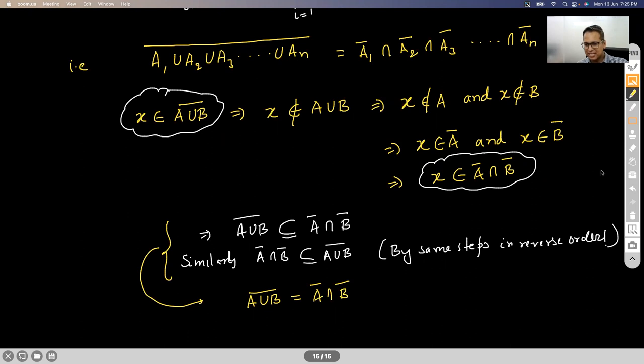Which part you did not understand, Aryan? This to this or this to this? See, if x belongs to A union B complement, it means x doesn't belong to A union B, correct? If something belongs to the complement, it will not belong to the actual set. Now, if it doesn't belong to union of A and B, it cannot belong to A and it cannot belong to B because it has to be outside that circular part. So that part you understood. Okay.